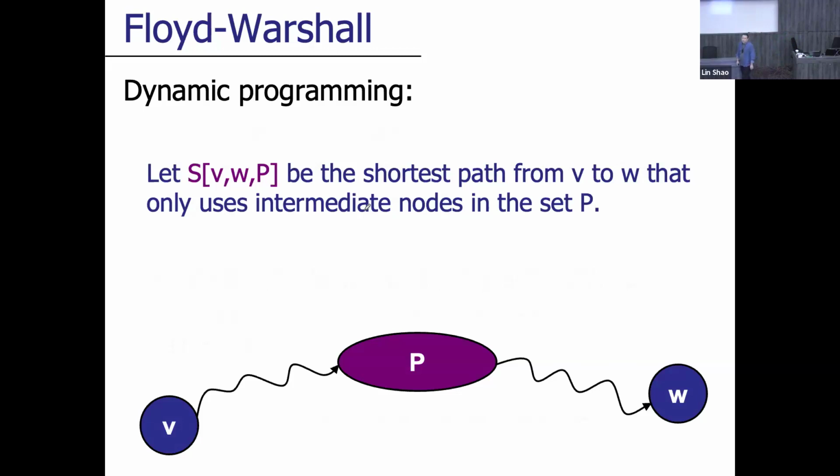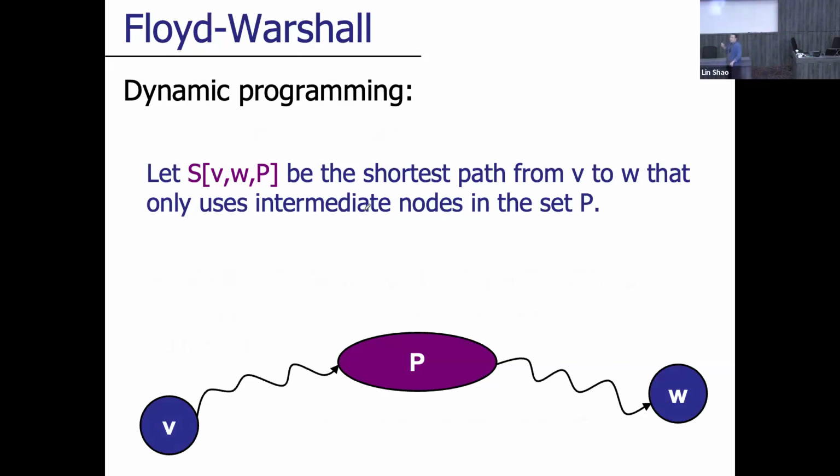It turns out that the subproblem of the shortest path from V to W is the shortest path from V to W with a constraint saying the path has to only utilize intermediate nodes in the set P, right? That's the definition: we just use VWP as the definition of the subproblems.